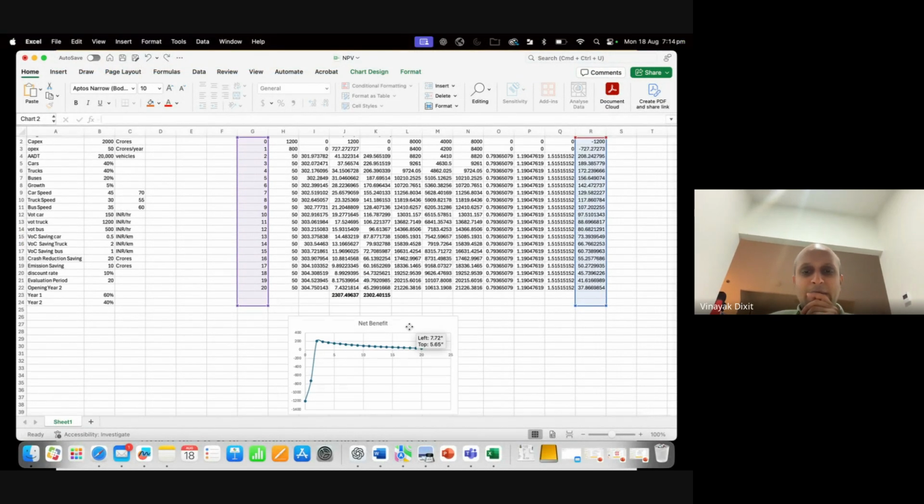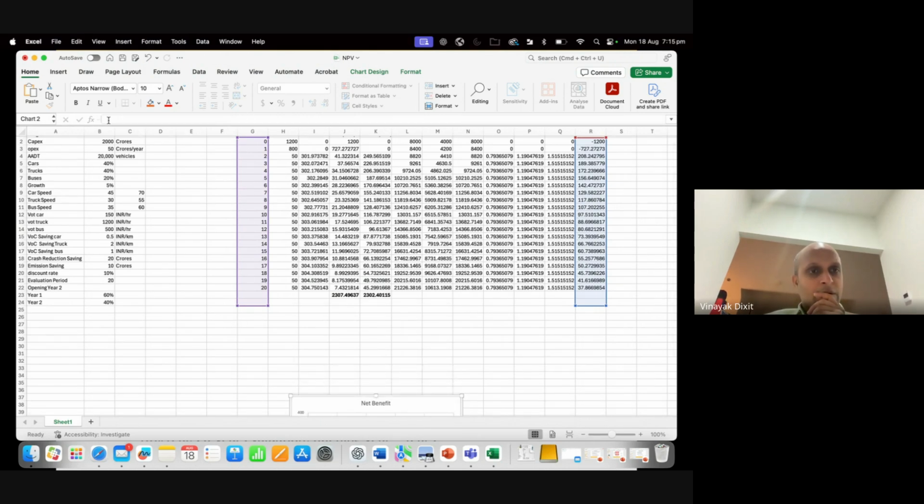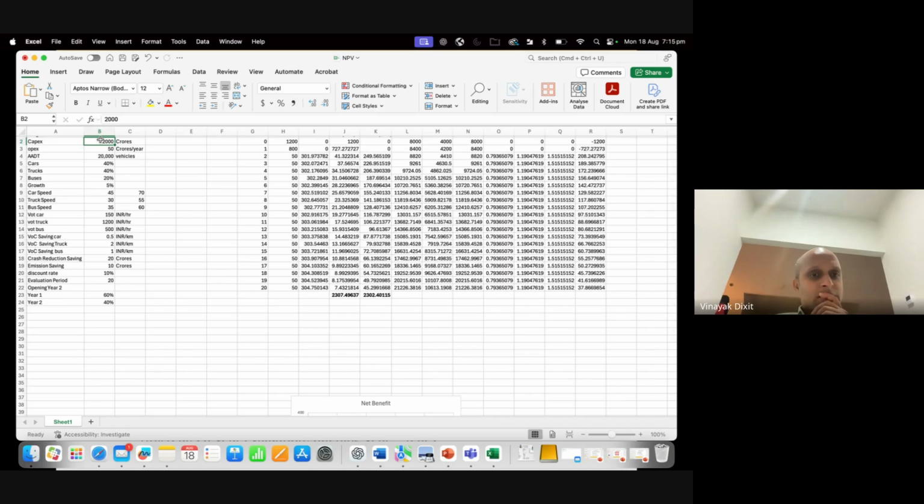So this is basically the net benefit. We'll work through that. So as discussed, capex is 2,000 crores. OPEX is 50 crores per year. ADT is 20,000 vehicles, which is basically average annual daily traffic. Cars is 40%, trucks is 40%, buses is 20%. The growth of these is 5%, right? The car speed is 45, it becomes 70. Truck speed is 30, it becomes 55. Bus speed is 35, it becomes 60.